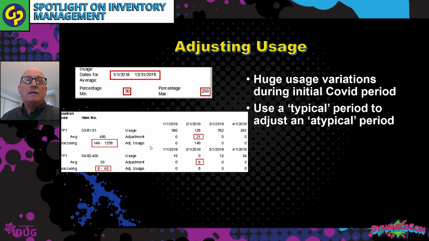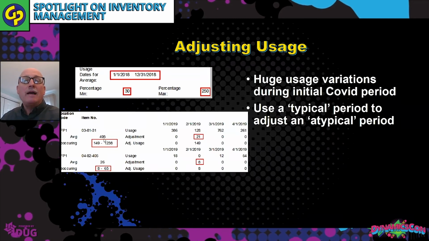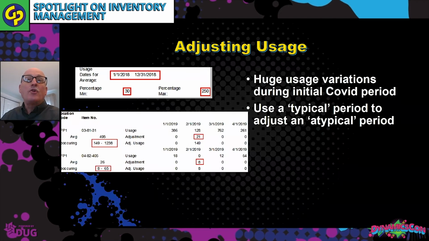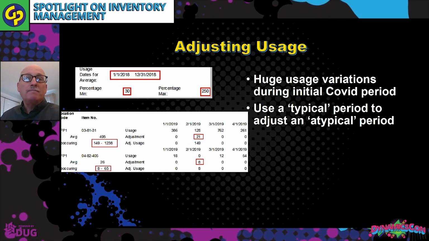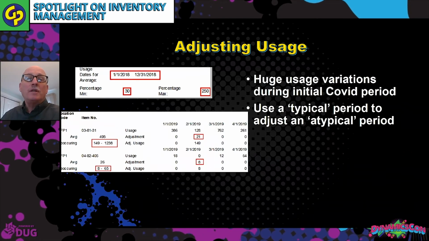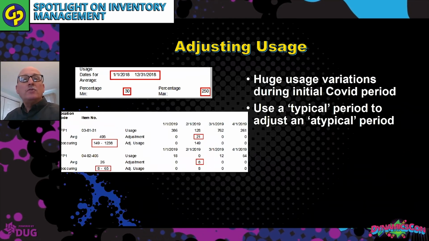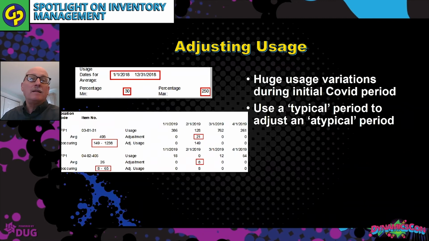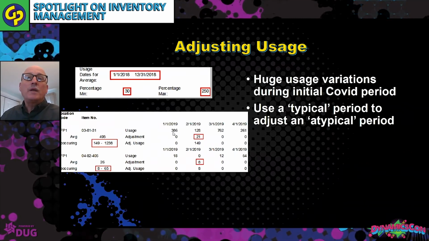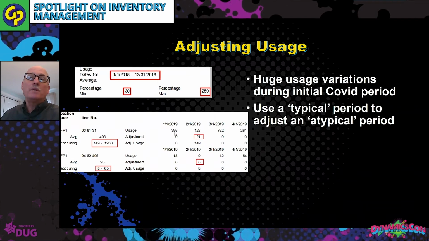Here we have an item that had 495 as an average in the year 2018. So 30% of that is 149, and 250% of that is 1,238. So we want to make sure that our usage is in the range of 149 to 1,238. So in January, we sold 386. That's okay. That's within range.